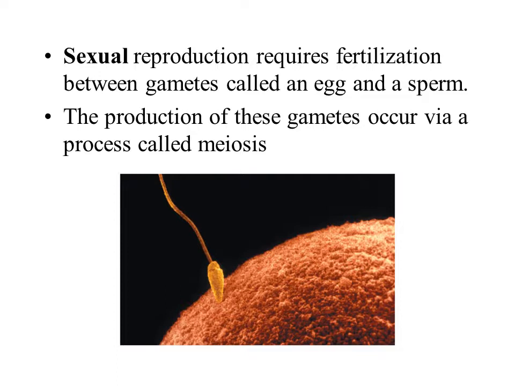Sexual reproduction requires fertilization between gametes. These gametes are called either an egg or a sperm. In this chapter, we're going to talk about how to produce an egg in a female and how to produce sperm in a male. The production of these gametes is called meiosis.